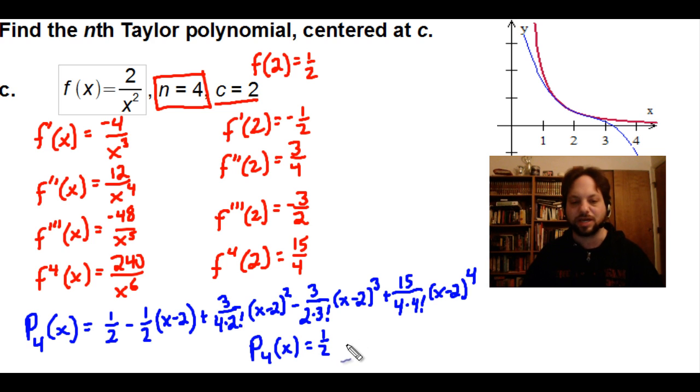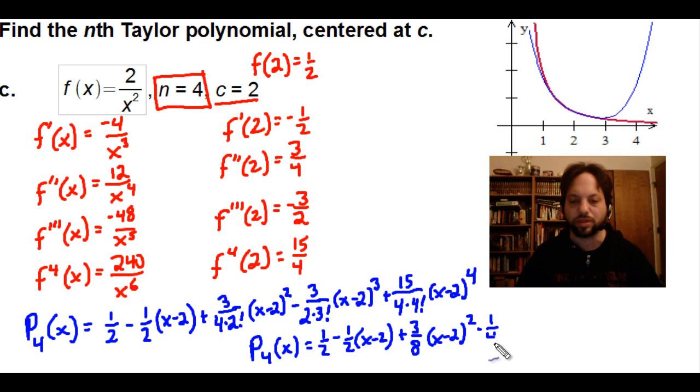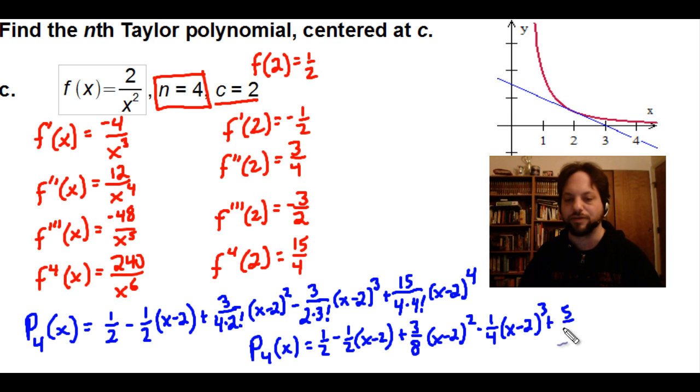So if we do work this out, we have 1/2 minus 1/2 x minus 2. And now I'm going to go through and start simplifying all these fractions here. This next term will become 3/8 x minus 2 squared. The cubic term will actually just be minus 1/4, if I did my math right, x minus 2 cubed. And then finally, I will end up with plus 5 over 32 x minus 2 to the fourth.